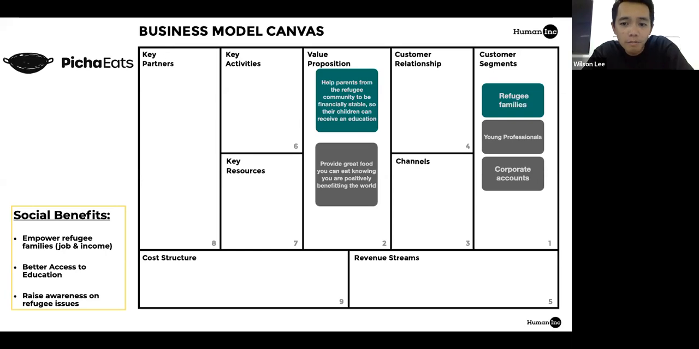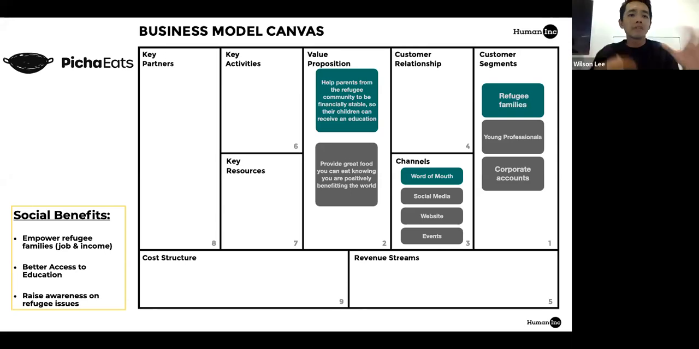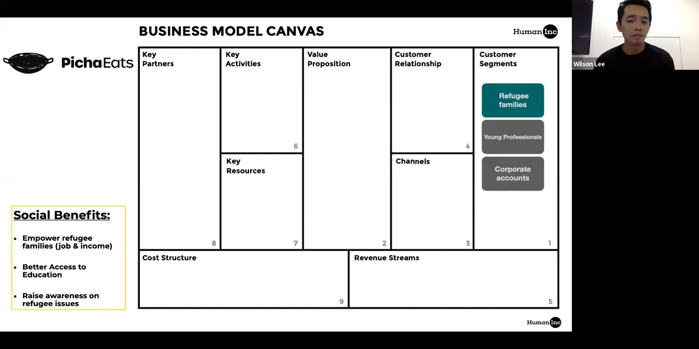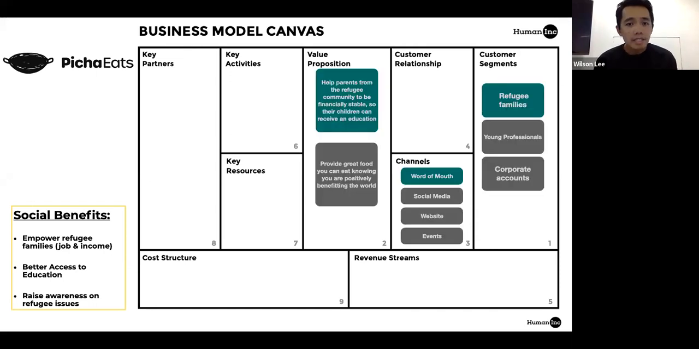So the value proposition for the refugee side is that it benefits refugees because they're able to be financially stable coming to a country where they probably don't have a work permit. And ultimately that gives the children a chance to receive an education. So it breaks them out of the cycle of poverty and hardship. The next value proposition, at least for us, the buyers, is that we get great food knowing that we are positively benefiting the world. And because these refugees come from war-torn countries or quite exotic locations, a lot of people also would like to try new cuisines, and they achieve that through Picture Eats.